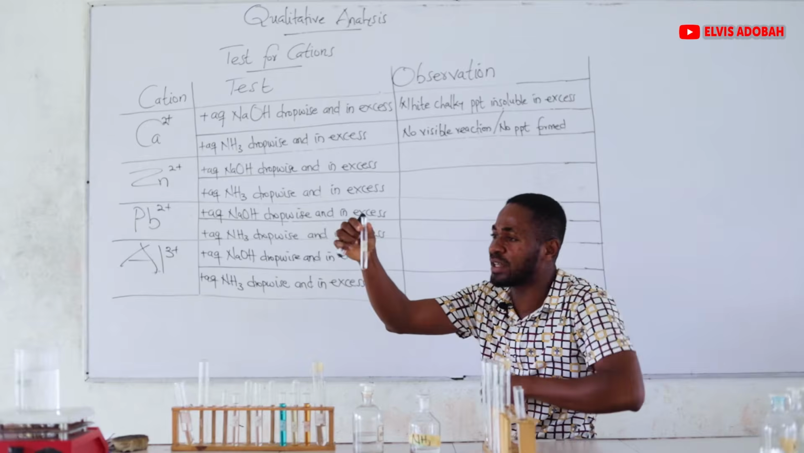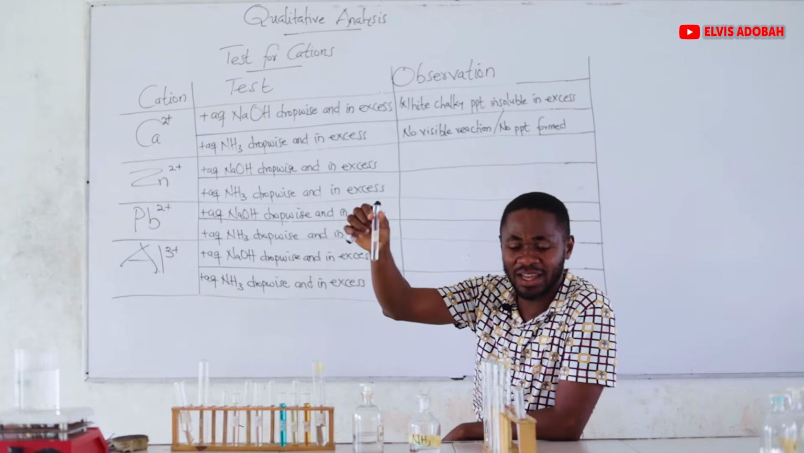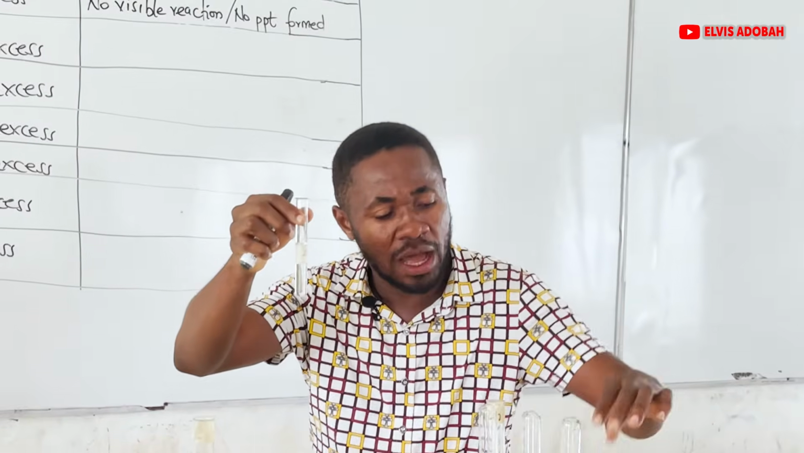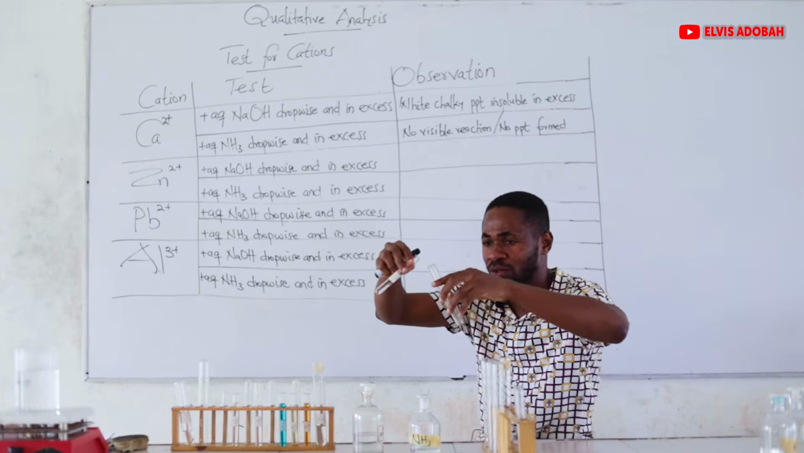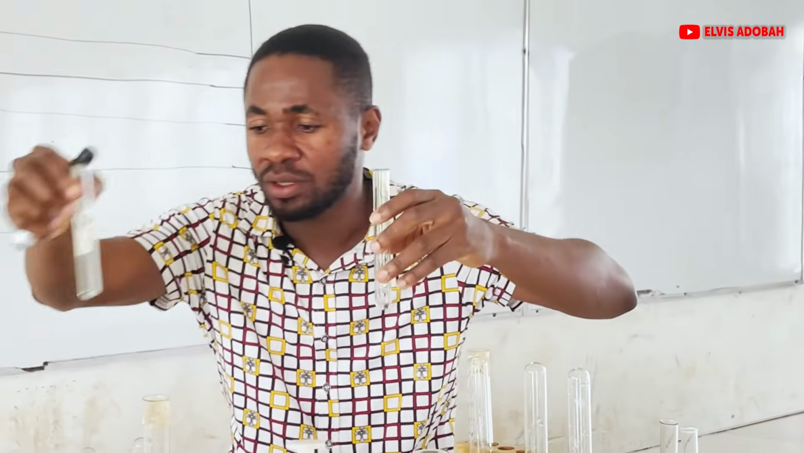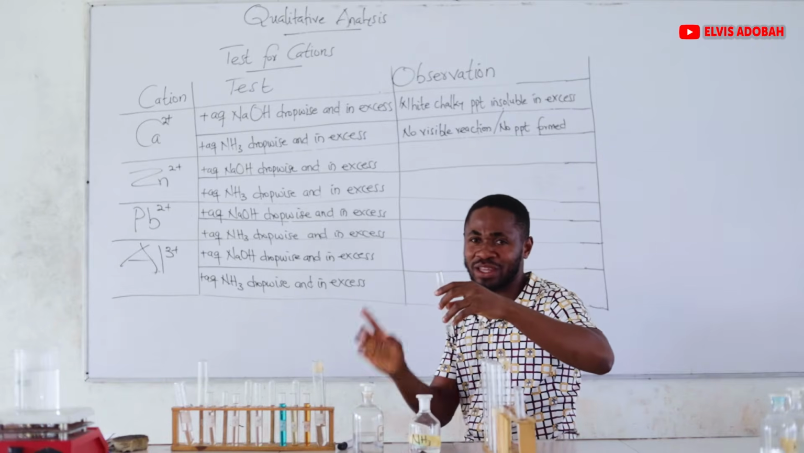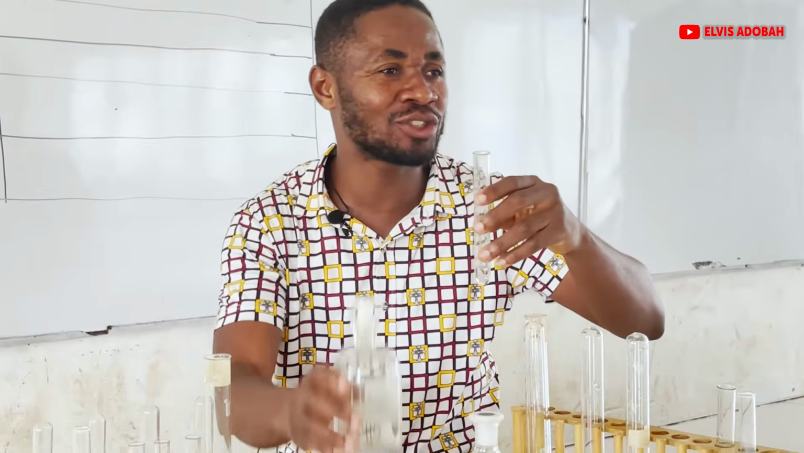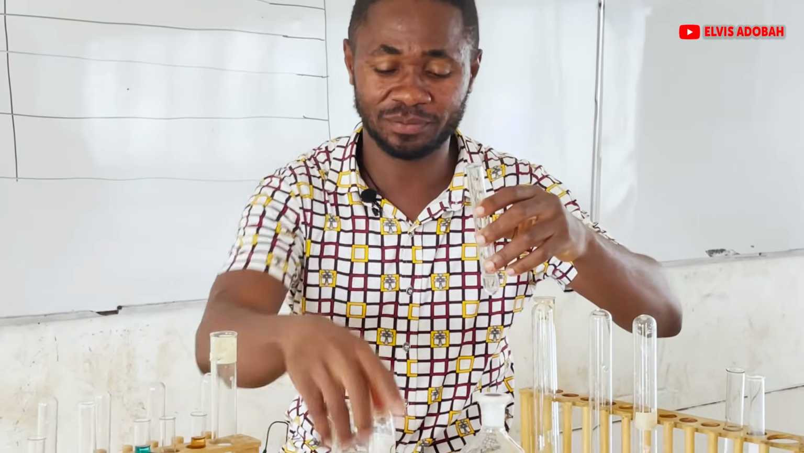Let's go to our second cation. Our second cation is zinc ion. I'll pour a small amount of the zinc ion into this test tube. Then, just as I did with the calcium ions, I'll add aqueous sodium hydroxide dropwise, then in excess.